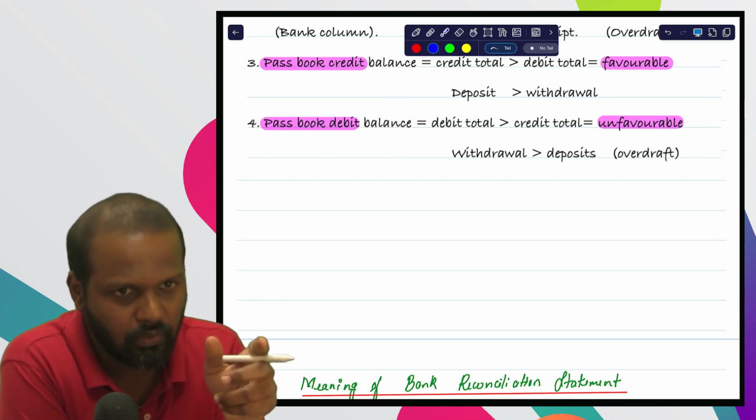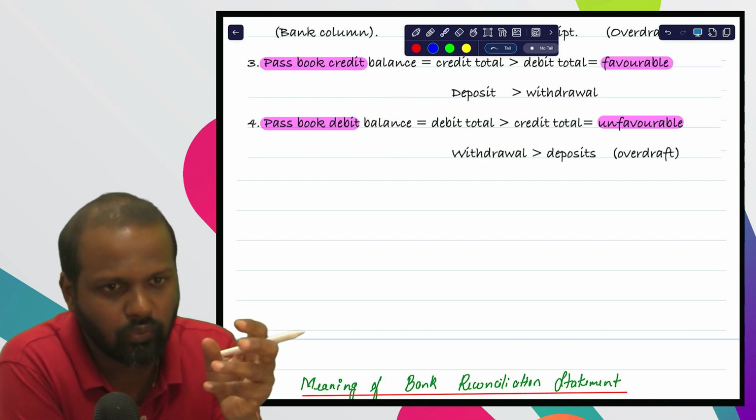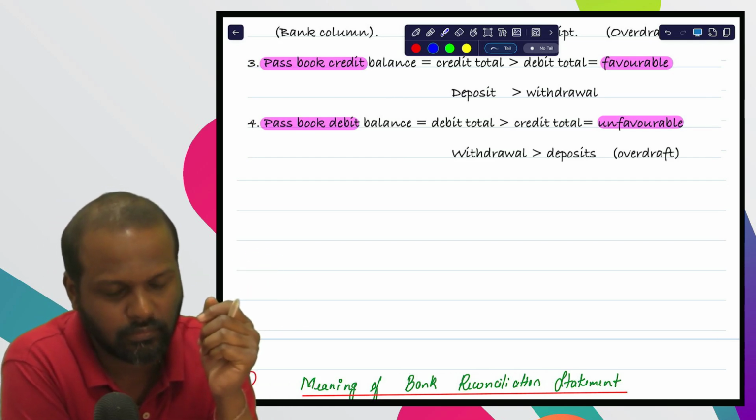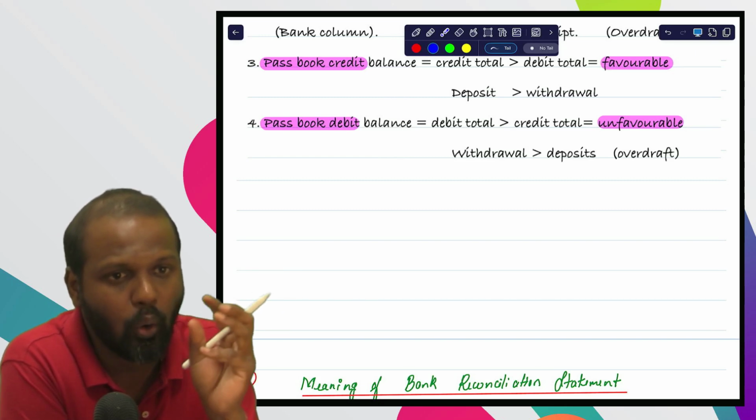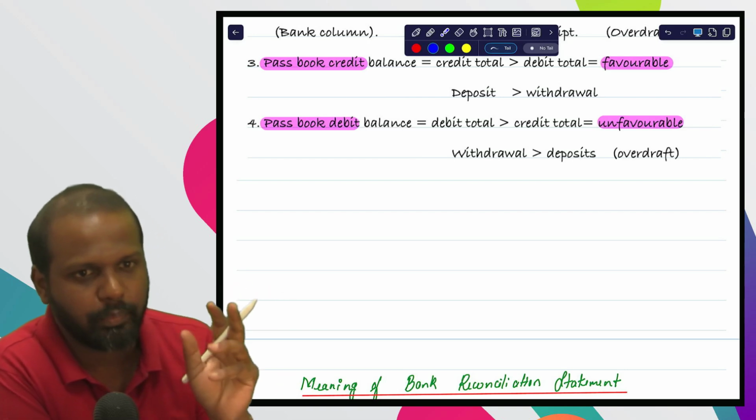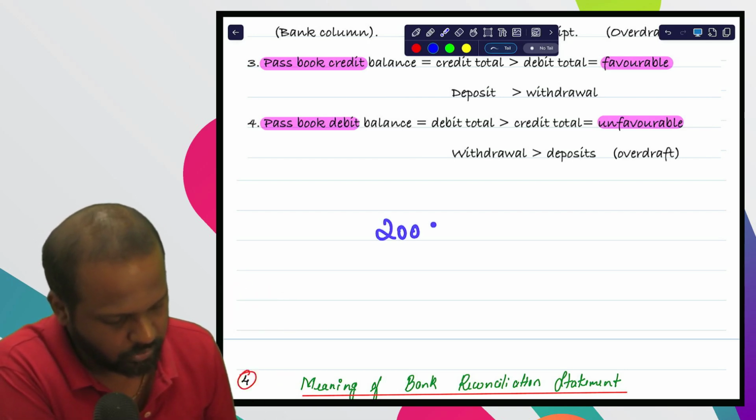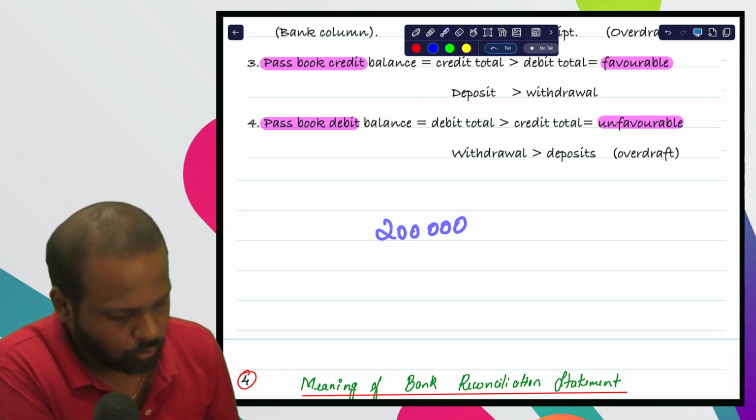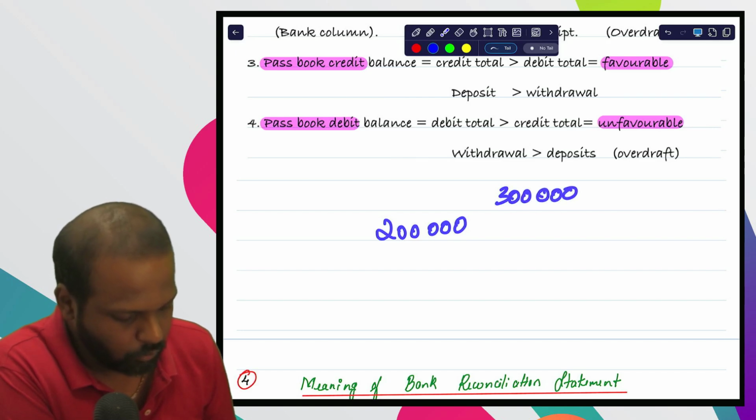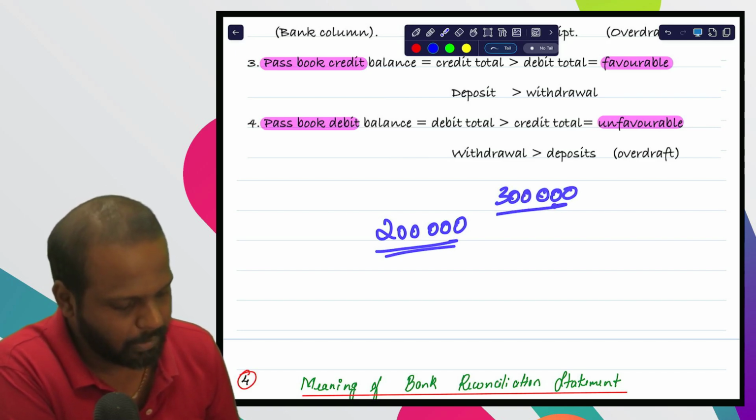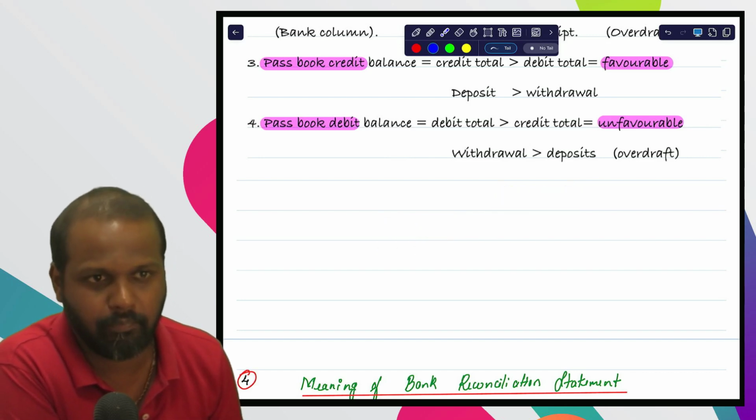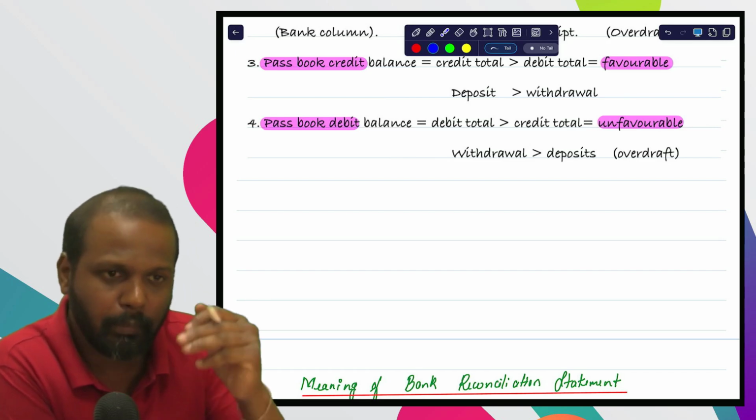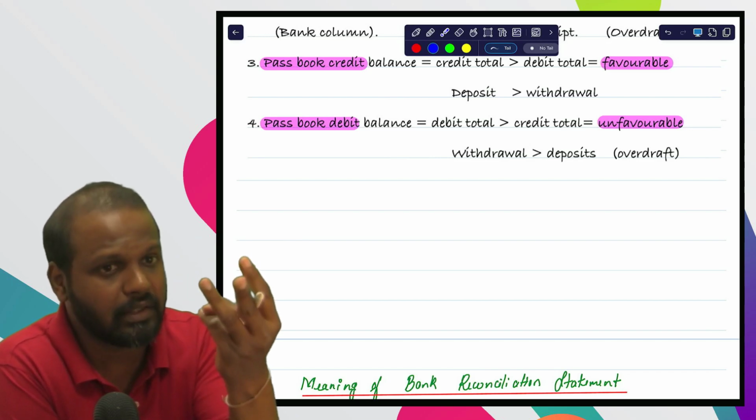In the case of a current account, the bank gives a facility to the account holders. That facility is called bank overdraft. Bank overdraft means, let us say you have 2 lakh rupees in your bank account, and you have to make a payment of 3 lakh rupees to someone. Even though you have only 2 lakh rupees available, the bank says you can make a payment more than that. Let's say you have made a 3 lakh rupees payment.